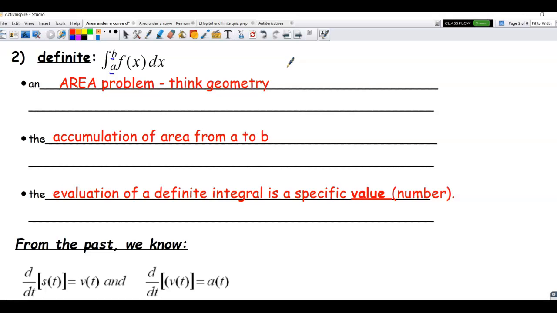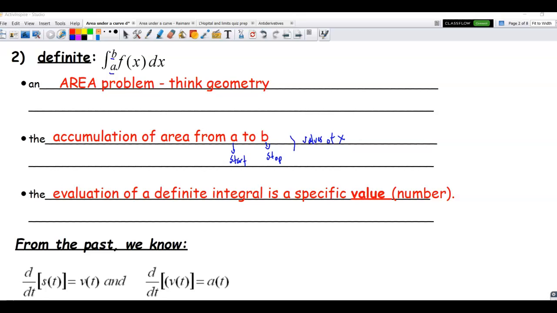And as you will see in our lesson, this is going to reveal an area problem, and you'll see shortly how a definite integral is an area problem. A definite integral is the accumulation of area from A, so you're going to start at A, that's where you're going to start your accumulation, and you're going to stop the accumulation at B. So A and B are values of x.